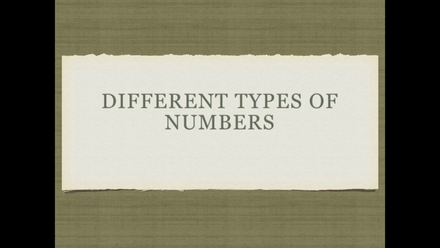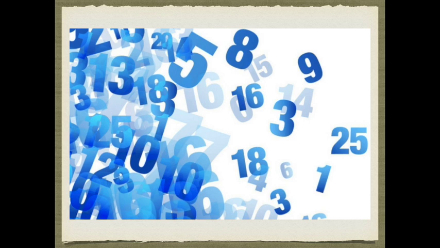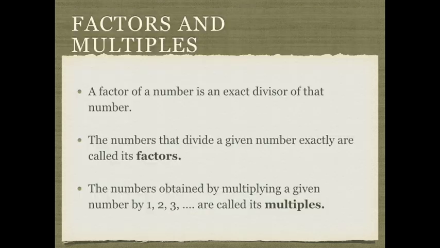Now this is the third chapter, playing with numbers. Before we proceed, we need to know what exactly are factors and multiples. A factor of a number is an exact divisor of that number. That is, that number should divide the other number by leaving the remainder 0. The numbers that divide a given number exactly are called its factors.